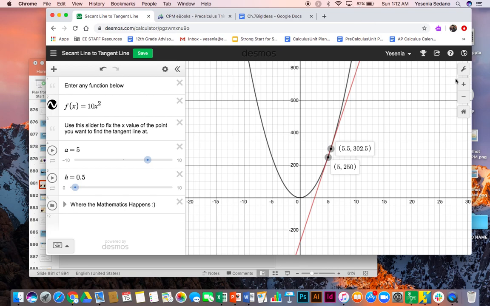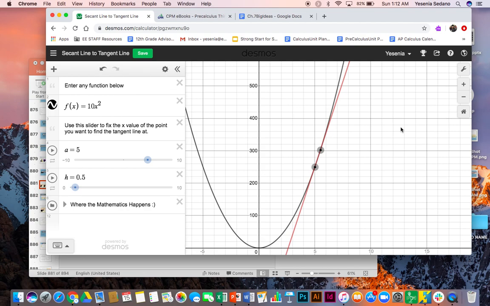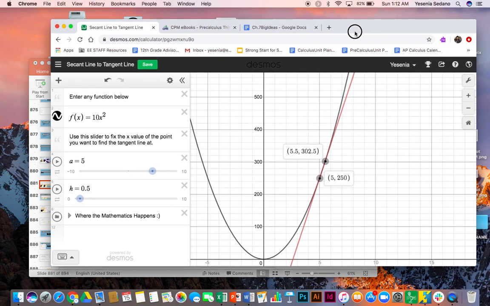So this is cool. So basically, if we zoom in right here, this is a car that's traveling some distance. This is my distance. This is my time in seconds. Between 5 seconds and 5.5 seconds, the car was going at 105 feet per second, right? That gave me an average velocity.